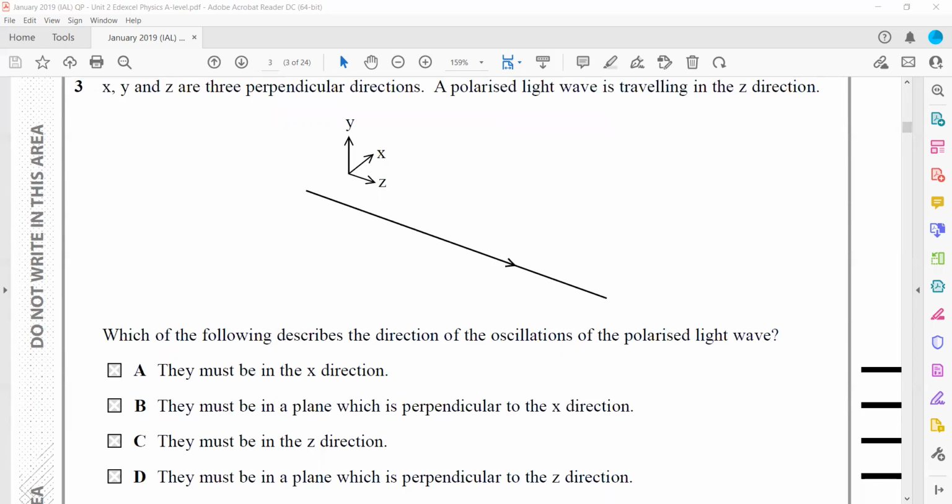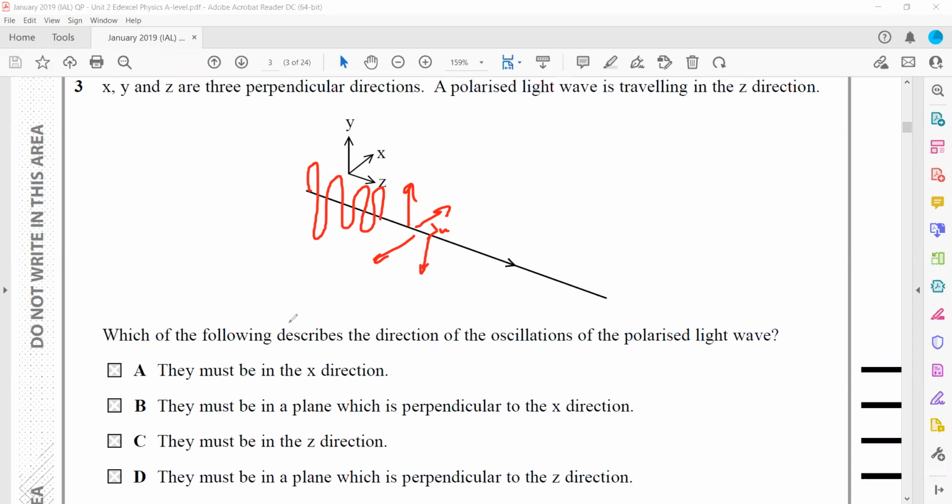In question 3, X, Y, and Z are representing the three perpendicular directions. The polarized light is traveling in the direction of Z, so this is the direction of propagation. Which of the following describes the direction of oscillation of the polarized light wave? For example, if it is moving in the Z direction, the direction of oscillation should be perpendicular, 90 degrees. It can be in any direction, but it should always be 90 degrees to the direction of propagation of the wave.